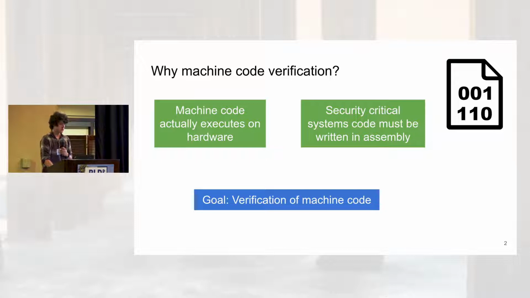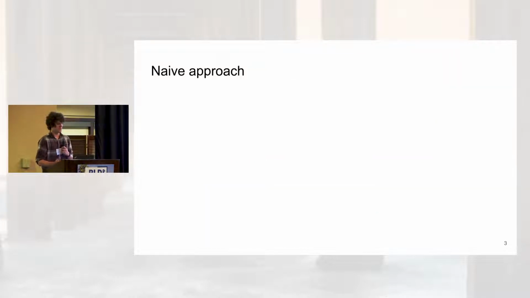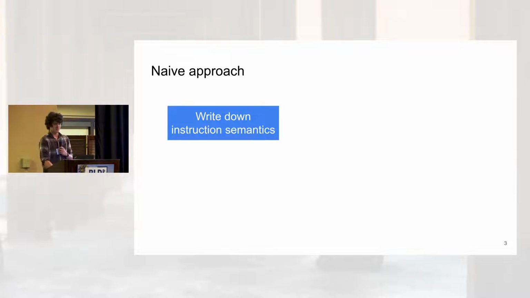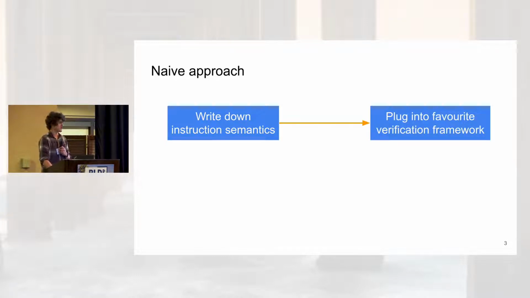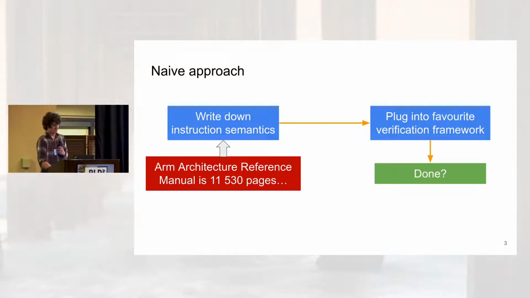Okay, so we want to verify machine code. What's the challenge here? Why can't we just do this super straightforwardly? Write down our instruction semantics, plug it into whatever our favorite verification framework is, and we're just done. And the problem is this first step, write down the instruction semantics, that can be quite involved. Mainly because for reasons of scale, the ARM architecture reference manual is 11,000 pages or so long. And I really, really don't want to be the person who has to transcribe that into Coq.